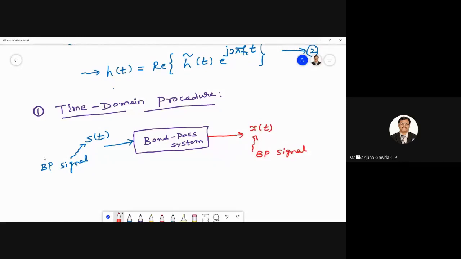So now let me represent this bandpass signal x of t, that is the output of the bandpass system, in terms of its complex envelope. Similar to s of t, can any one of you say how I can represent x of t in terms of its complex envelope? I said x of t is a bandpass signal which I am applying to the bandpass system. This bandpass system has an impulse response h of t, which I have not specified here. Then the output of this bandpass system is another bandpass signal, which I am representing by x of t.